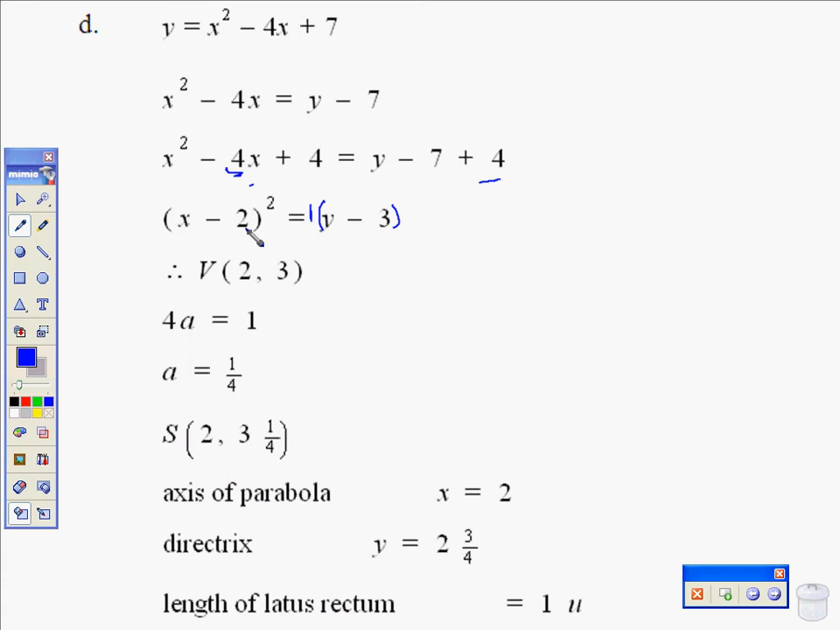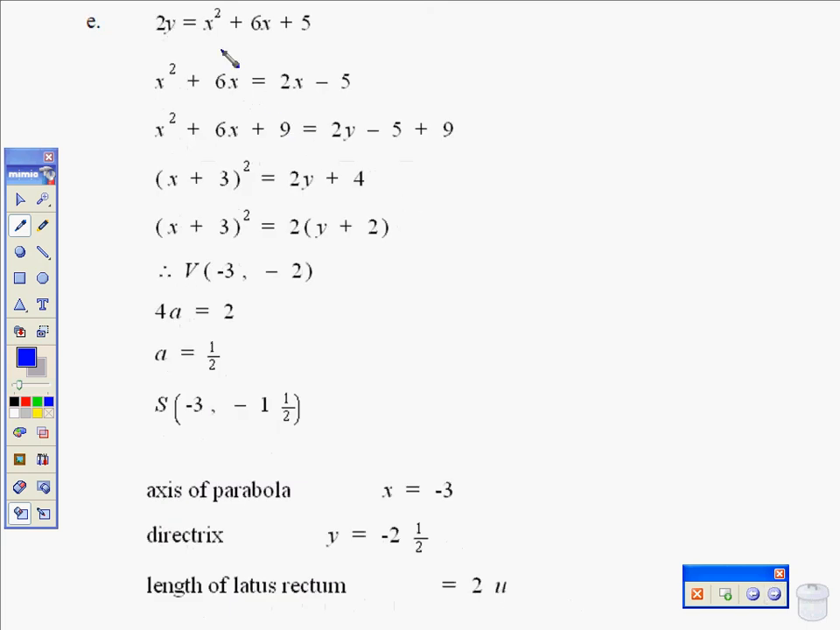So we get the vertex is (2, 3). The focal length there is going to be 1/4 because 4a is 1. So again, it's concave up. So we go up 1/4 of a unit for our focus. We go down 1/4 of a unit for our directrix. Okay. Axis of the parabola is through the x value, which is 2. Length of the latus rectum is 4a.